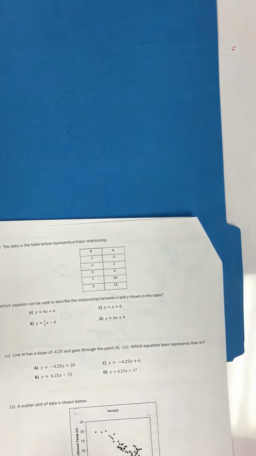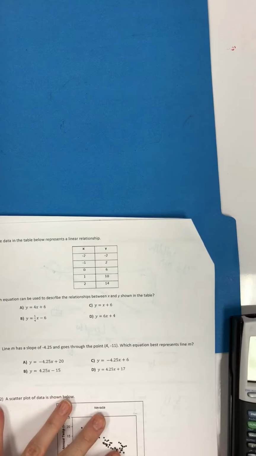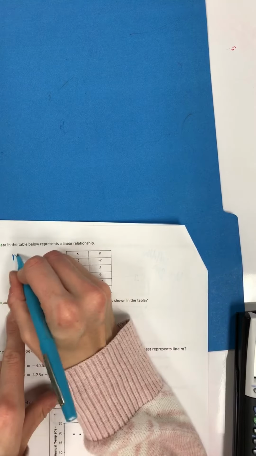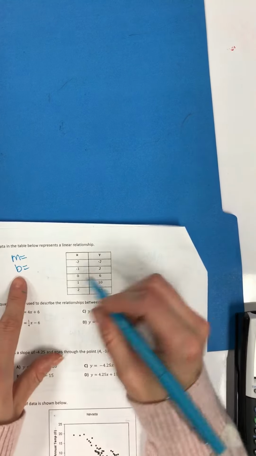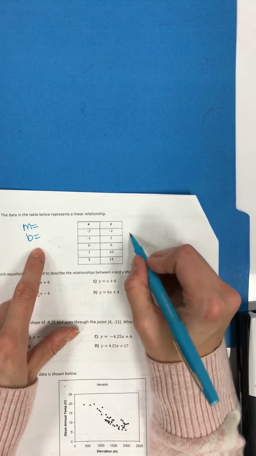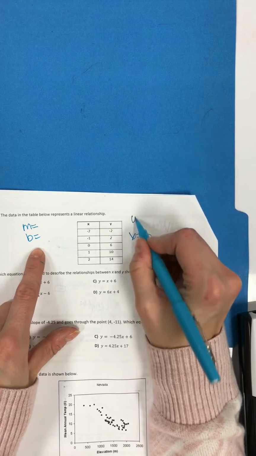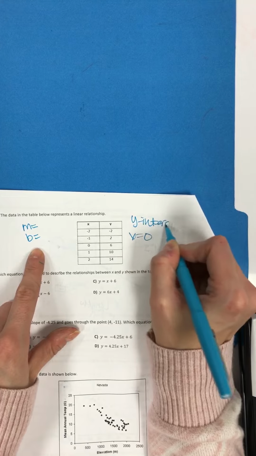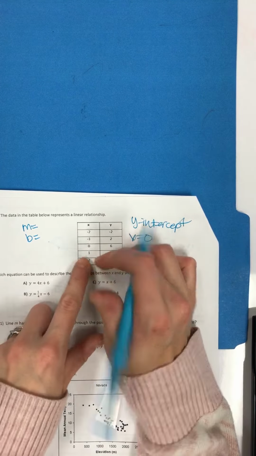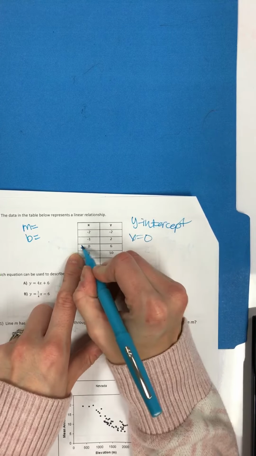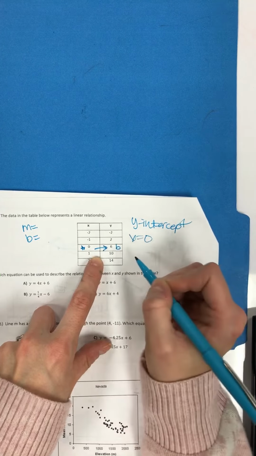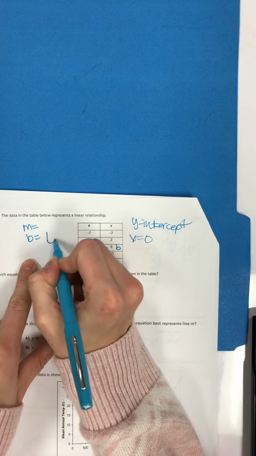Okay, number 10, the data in the table below represents a linear relationship. Like I've said before, you can find your M, you can find your B in the table. The B, that's going to be your Y value when X is 0. What's your y-intercept? Okay, so when x is 0. So on this table, we got lucky, and I see x is 0. So look at your y value attached to that. That's my b. 6.